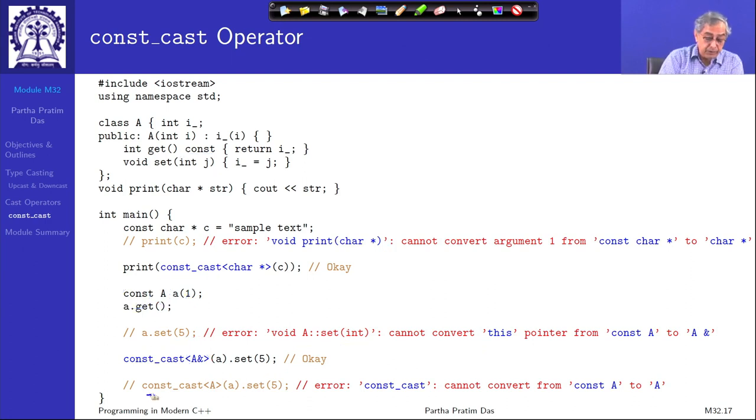Mind you, you cannot do this. You cannot convert const A to A, that is not allowed, because that will mean changing the object. When you are doing A ampersand, all you are doing is temporarily creating another reference which is a non-constant reference, which allows you to go through the call, but you cannot inherently change the object. So, it is not necessarily that the cast operators will always succeed. This is a compilation error.